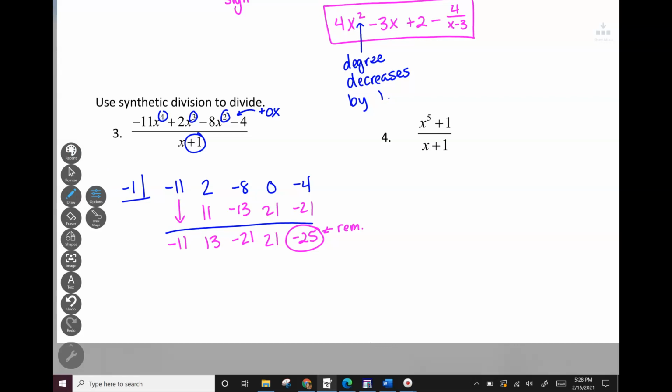And now we can write our new answer. Okay, so going down by 1 degree, my new degree is going to be 3. So negative 11x cubed plus 13. Oops, sorry, I didn't even write the x. Negative 11x cubed plus 13x squared minus 21x plus 21. And then your remainder, minus 25 divided by your divisor, which was x plus 1.